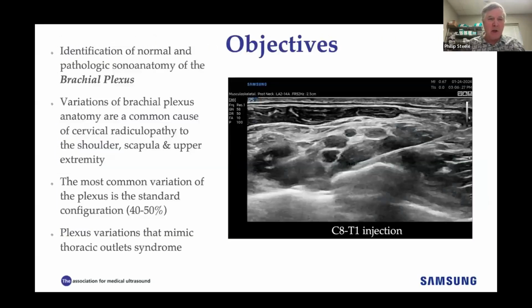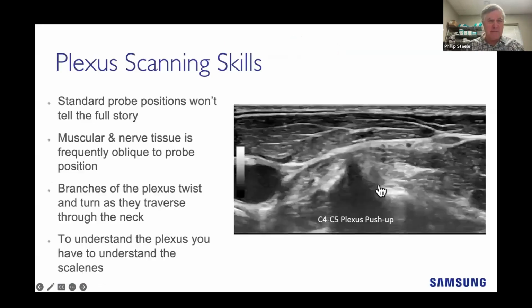Our objectives today are to identify normal and pathologic sonoanatomy of the brachial plexus, that variations of the brachial plexus are incredibly common, and that the most common variation is actually what I would call the Netter's brachial plexus that we learned in medical school. But that's just a variation. It's just the most common variation. It's not the only way that these nerves come through this region. And that these variations can mimic thoracic outlet syndrome. And we're going to spend a lot of time on this update looking at the C8 and T1 nerve roots, which will be a little further along in this talk.